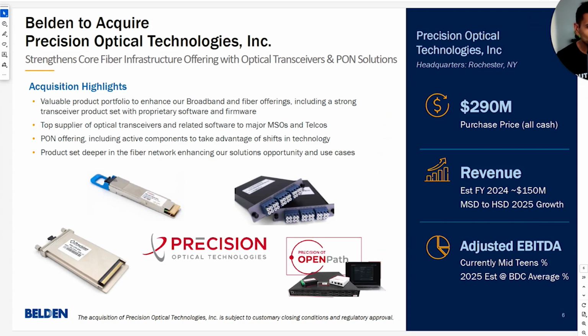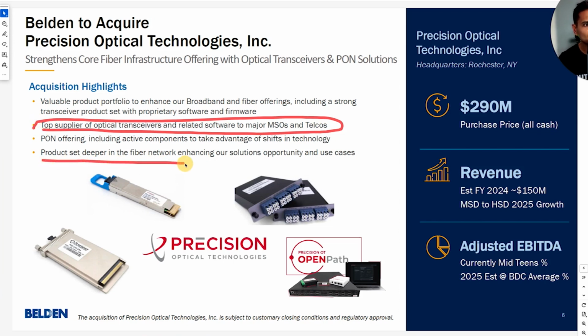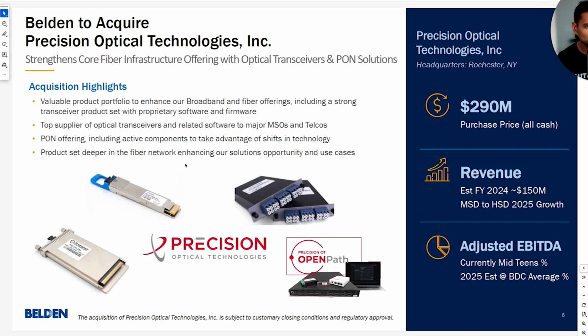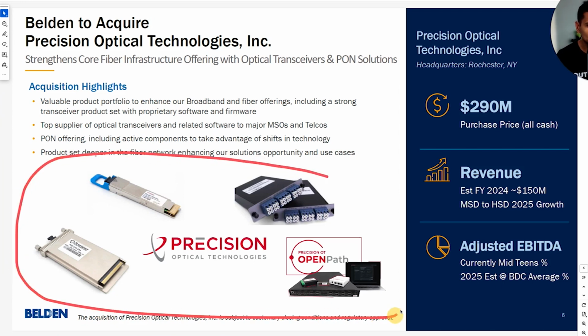And then as we look into some of these other highlights, I like what they are saying. It sounds like this helps them cross-sell or upsell to existing customers. It talks about this company being a top supplier in this space. It also says, hey, this product is used deeper in the network. So it's one of the early things people buy, and so it probably presents more market expansion opportunities. And then I like these pictures. Shows the range of products that this company has.